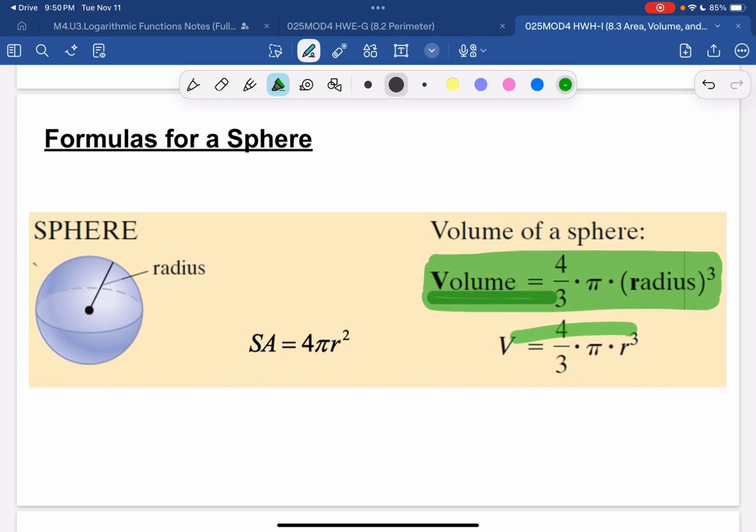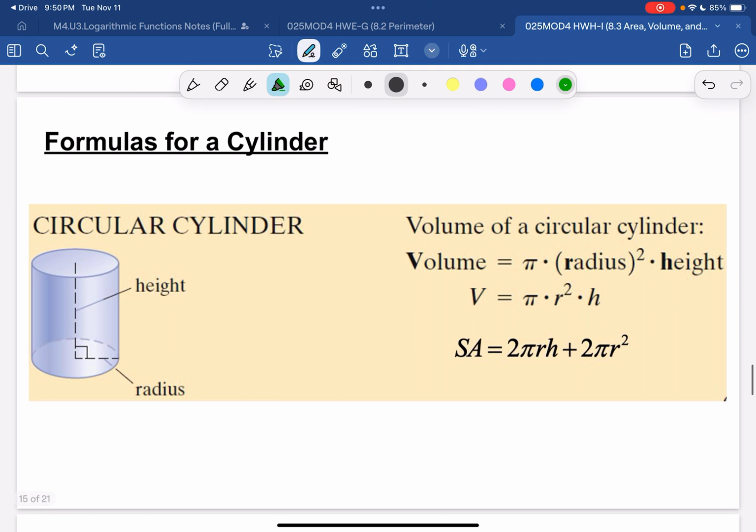Make sure you know that one. The surface area is 4 pi r squared. For a cylinder, we've got the height, we've got the radius, make sure we're using the radius. So that's volume equals pi times the radius squared times height. And then the surface area is 2 pi rh plus 2 pi r squared.